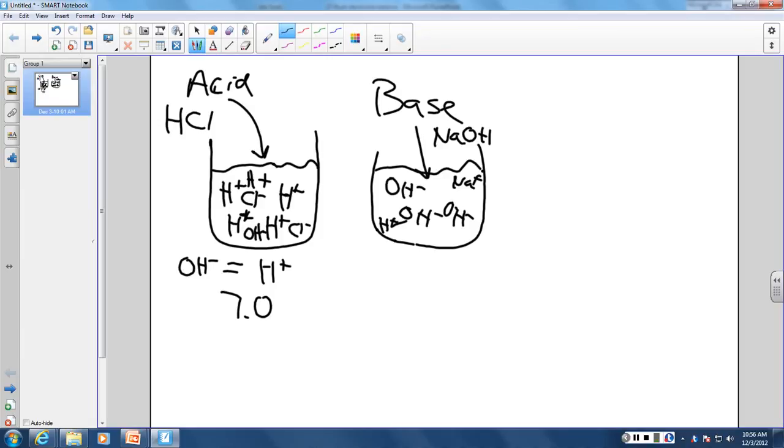You'll hear about buffers. I don't really have time to go through it, but you know that buffers do what in general? Buffers resist pH changes. If we dump hydrochloric acid into our blood, the pH is going to fall very rapidly, because there are going to be too many hydrogen ions, and that's going to make the blood too acidic.